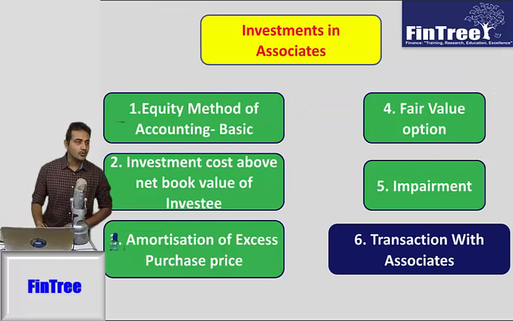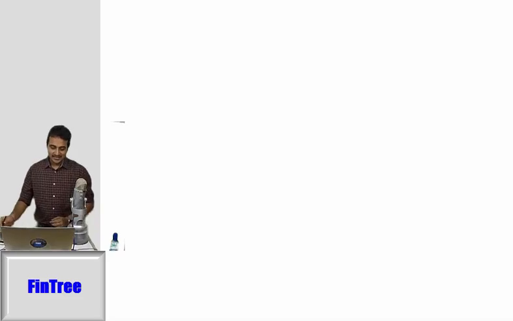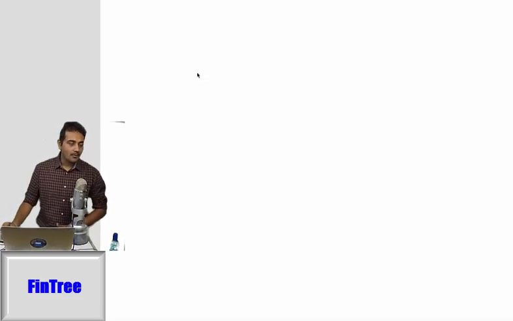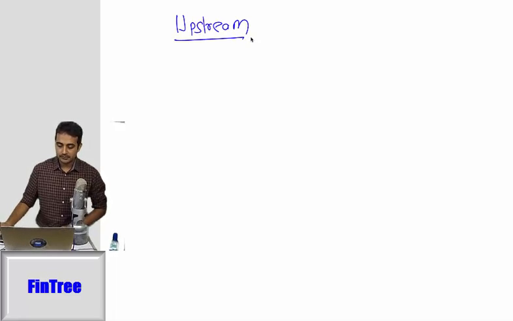Transactions with associates is the last part of this section. After this we are done with this section. Transactions with associates. There are two types of transactions: upstream and downstream.